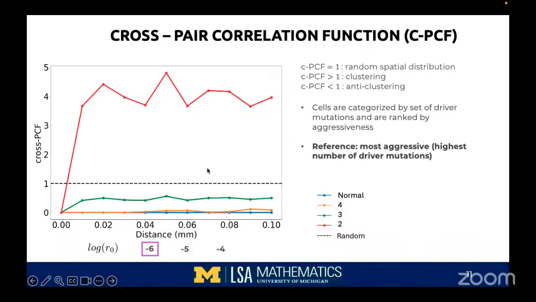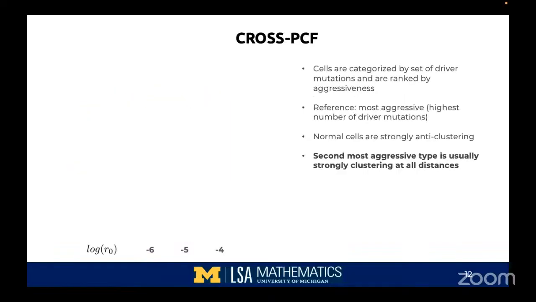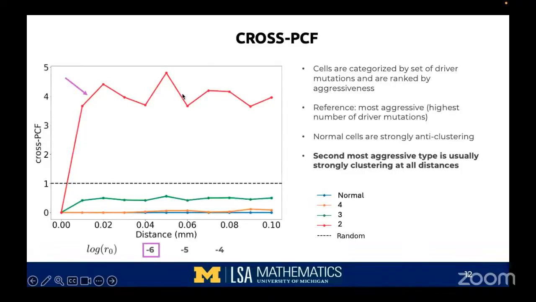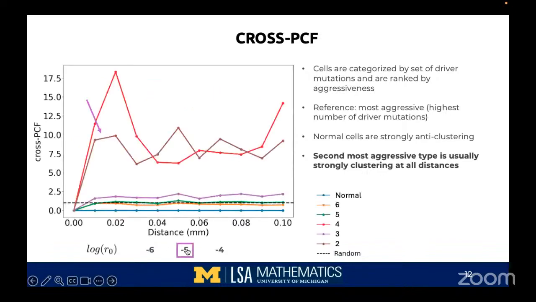Two things that we noticed. The first is that normal cells are strongly anti-clustering, which again seems like that should be the case. And the second thing that we notice is that the second most aggressive cell type across the R0 values is strongly clustering with the most aggressive cell type. And we think that's because it's very likely that the most aggressive cell type is just direct progeny of the second most aggressive, because all it is is an addition of 1 driver gene mutation. And this is consistent across all the R0 values that we saw.